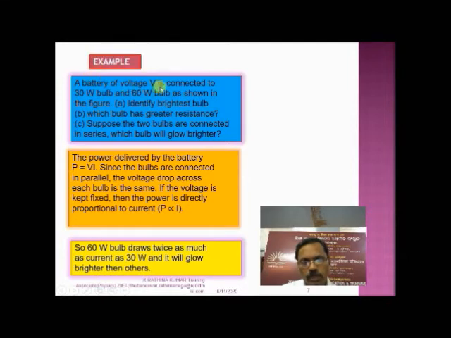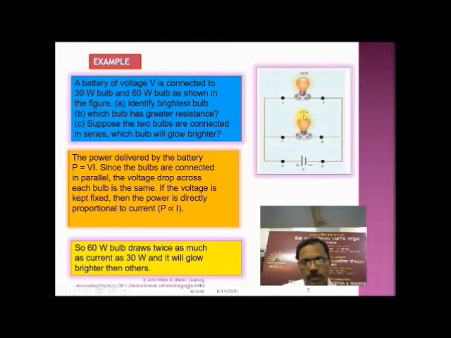A battery of voltage V is connected to a 30 watts bulb and a 60 watts bulb in a parallel manner, as in the diagram. Identify the brightness in each case. Which bulb has greater resistance? Suppose the two bulbs are connected in series. Which bulb will glow brighter?